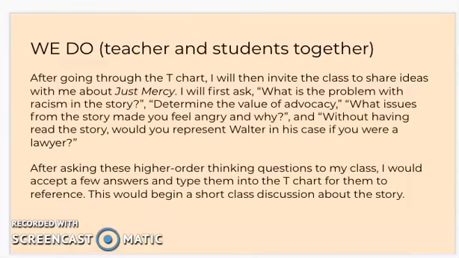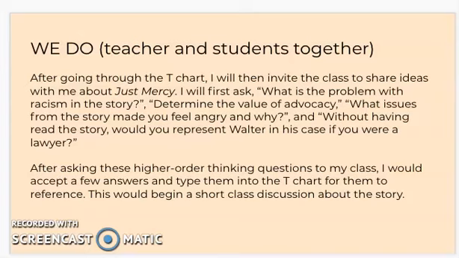After going through the T-chart and what every box means, I will then invite the class to share ideas with me about Just Mercy. They will be asked, what is the problem with racism in this story? Determine the value of advocacy. What issues from the story made you feel angry and why? And without reading the story, would you represent Walter in his case if you were the lawyer?